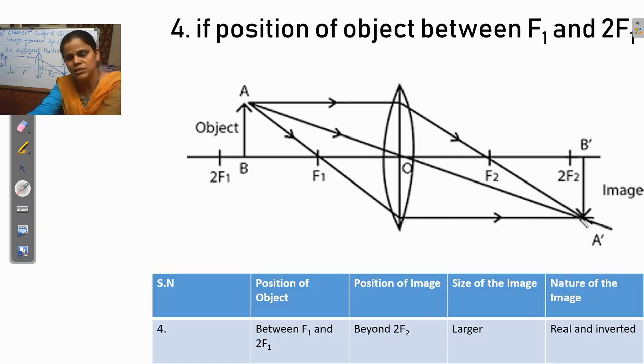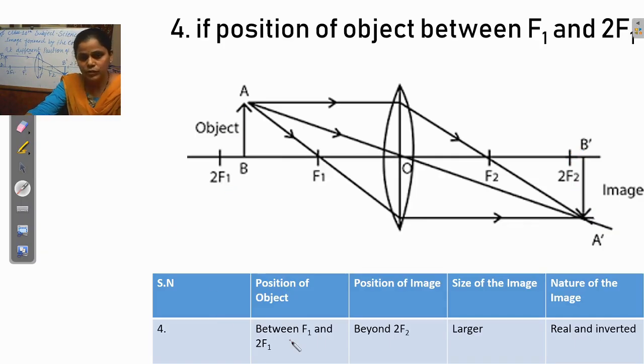The name of this intersection point is A dash, because this intersection point is the head of your object's image, and the head of your object is A. So A dash is the head of the image. Then for A dash B dash, just draw the perpendicular line up to the principal axis. So A dash B dash is the image of AB.